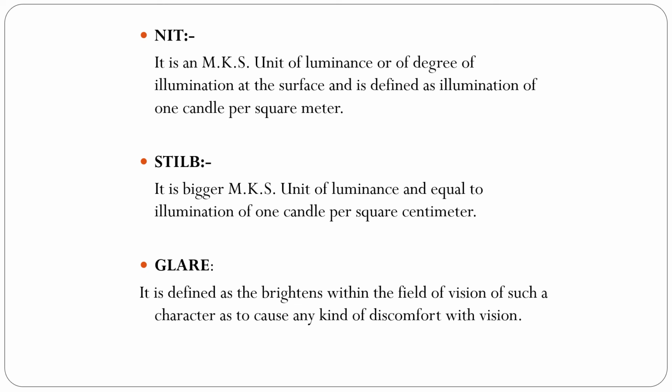These all are the units. In MKS, the unit of luminance or degree of illumination at a surface is defined as the illumination of 1 candle power per square meter. Then another is stilb, which is bigger than this. It is a bigger MKS unit of luminance, equal to the illumination of 1 candle power per square centimeter. Now next is glare. It is defined as brightness within the field of vision of such a character as to cause discomfort to the vision.